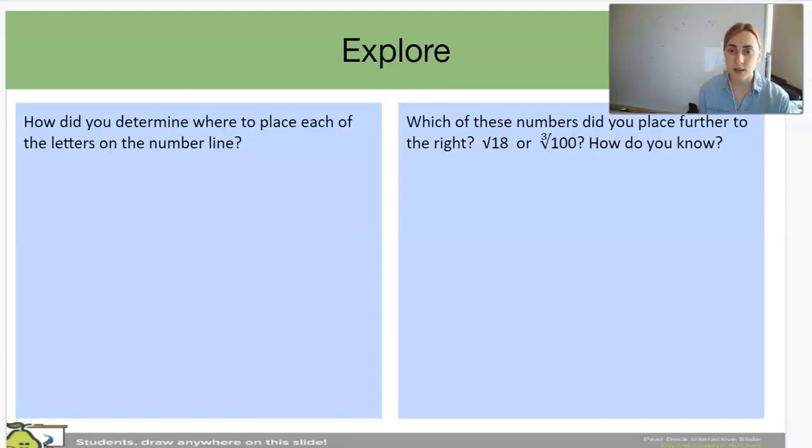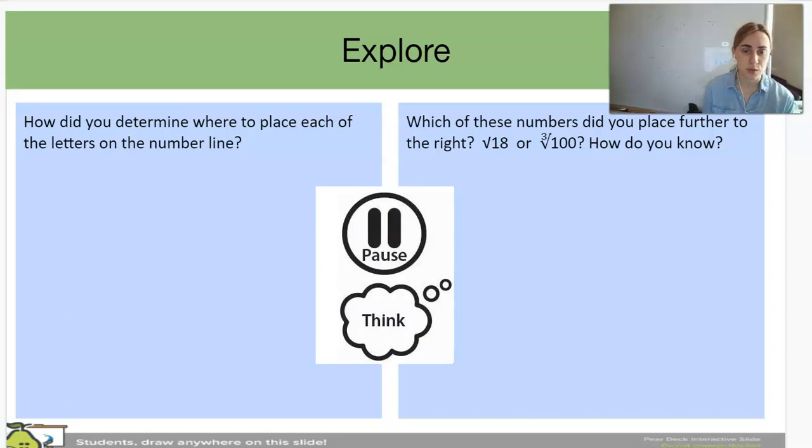On slide C, we have 2 reflection questions to process what we've been working on. On the left-hand side, we're answering the question, how did you determine where to place each of the letters on the number line? And on the right, you'll be answering the question, which of these numbers did you place further to the right? The square root of 18 or the cube root of 100? How do you know? Take your time to think about both of those questions and answer in the blue square.